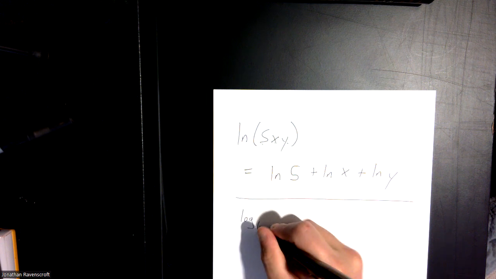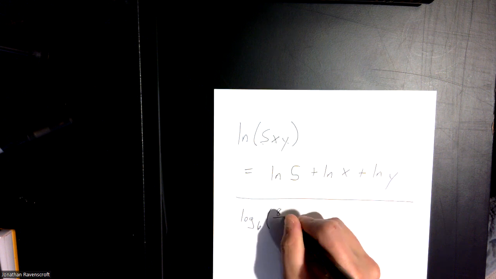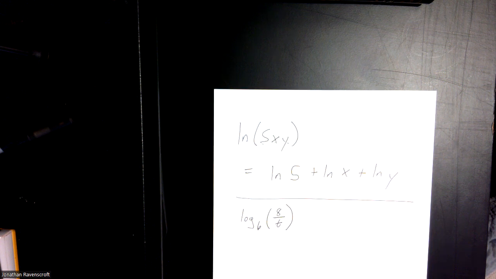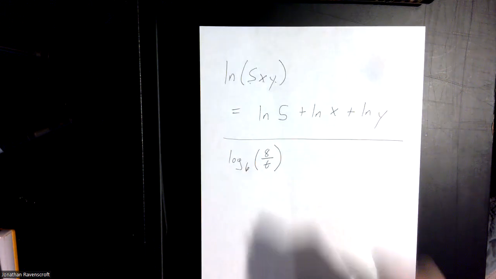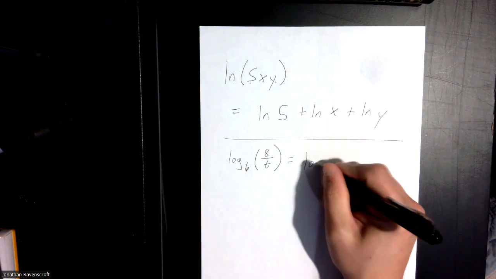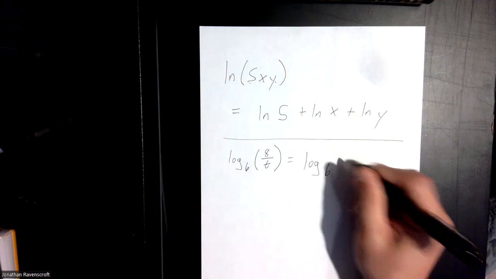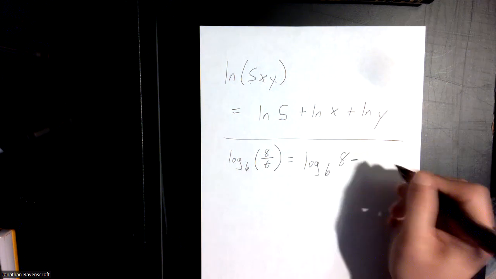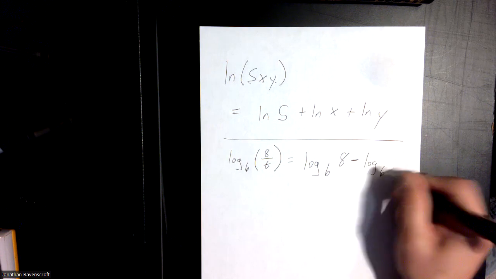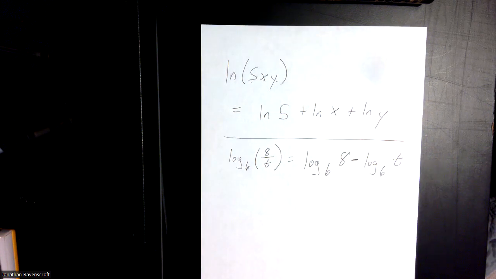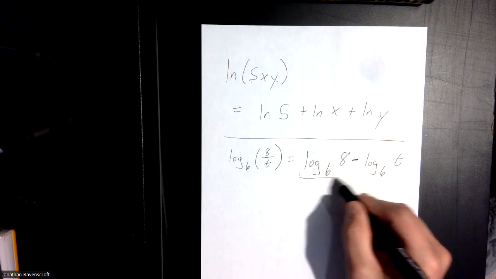Log base 6 of 8 over t. This is division. I'm going to turn that into subtraction. I'll say log base 6 of 8 minus log base 6 of t. Now you're looking at this and you're thinking about the other problem and you're thinking, can we simplify this?